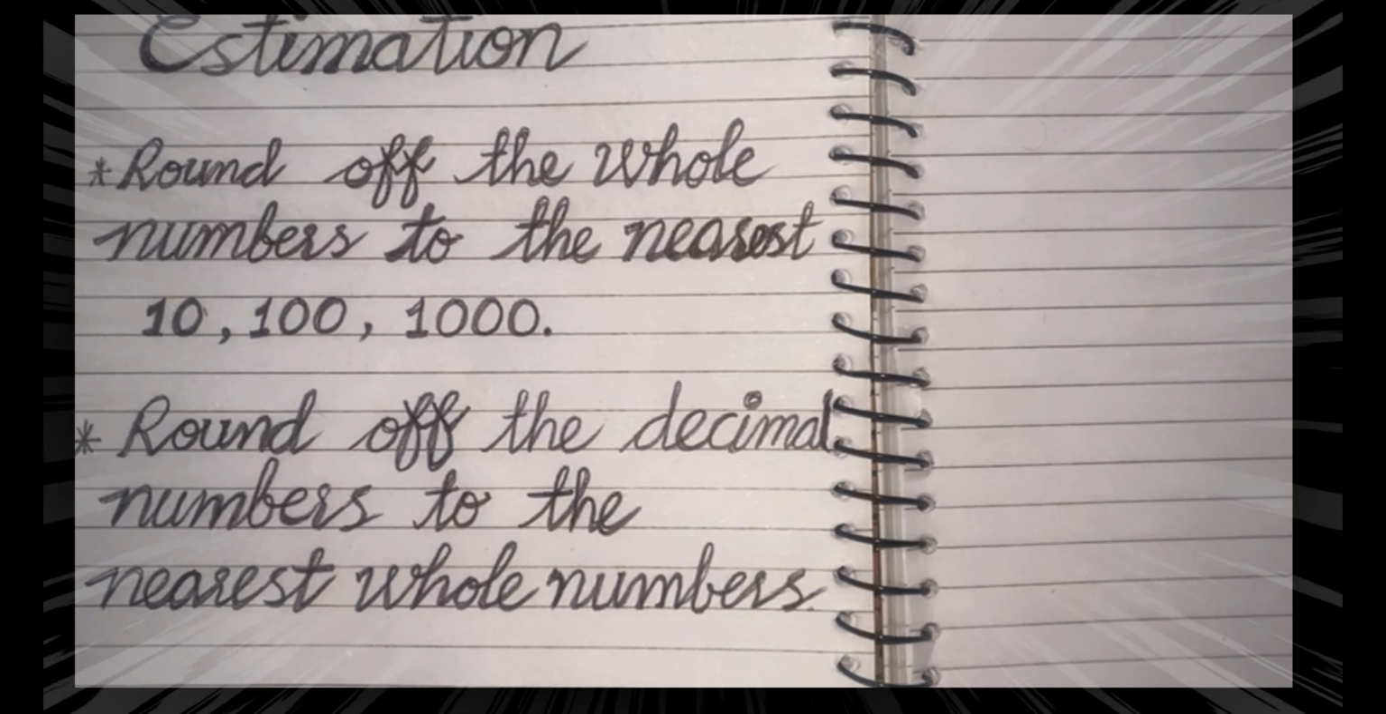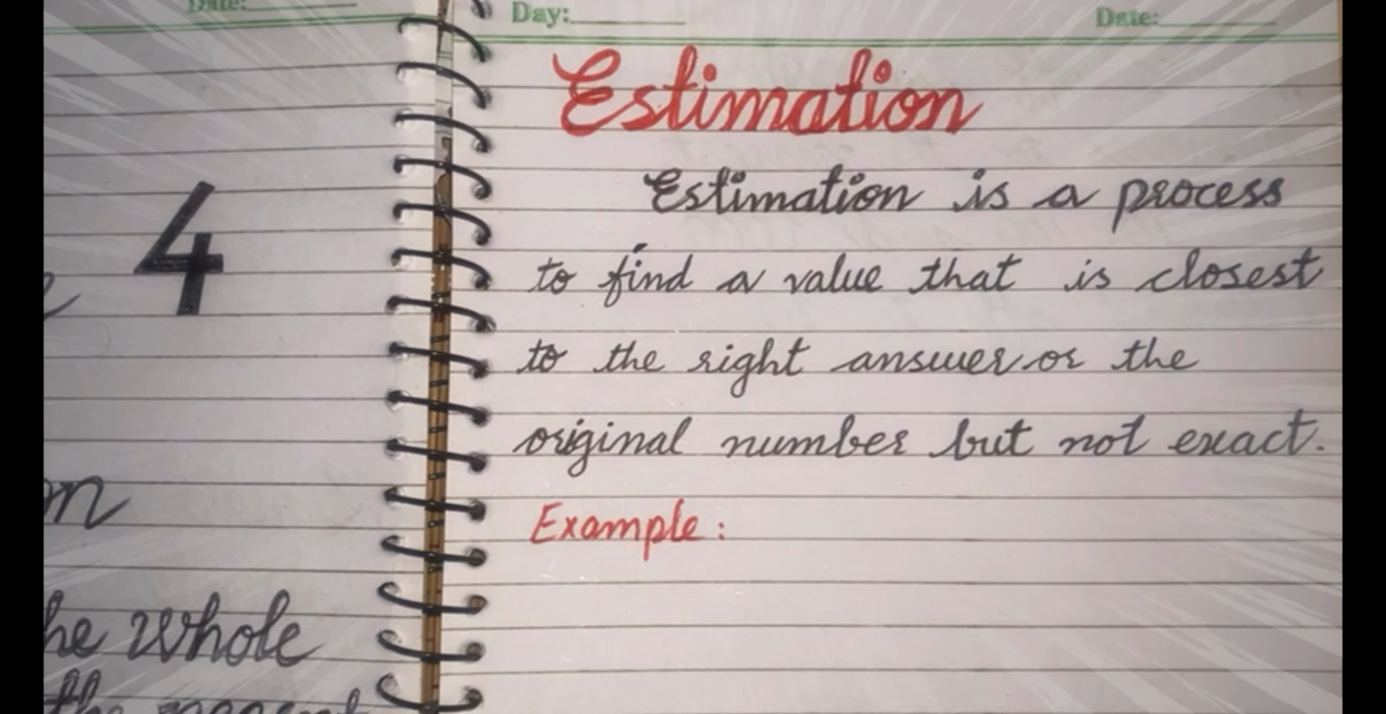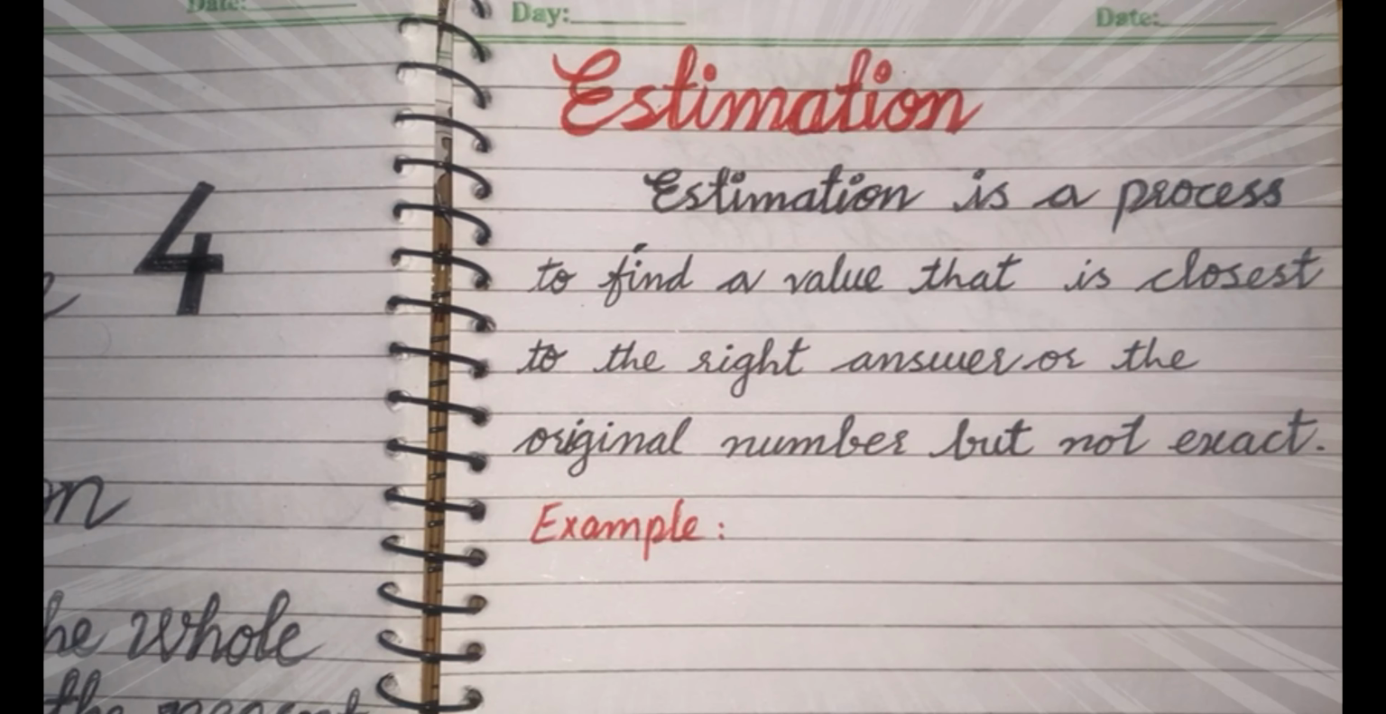First, here comes the definition of estimation. First, we will learn what estimation actually is. Estimation is a process to find a value that is closest to the right number, or we can say closest to the original number, but not exact.